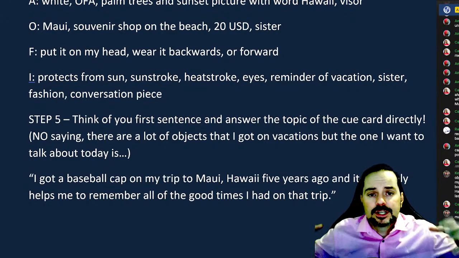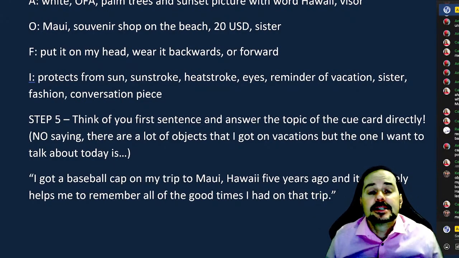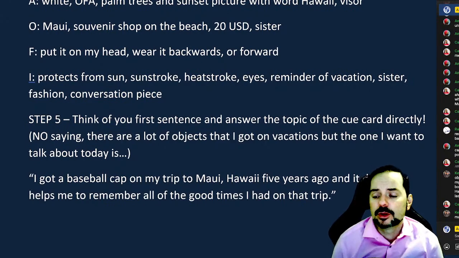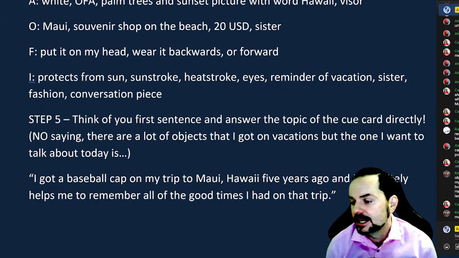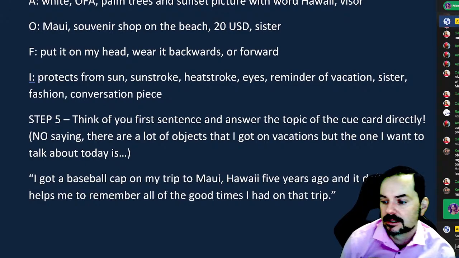1 minute time. Now, of course, when we're doing this in our head, this is happening nice and fast, okay? When you practice this, it's happening nice and fast.